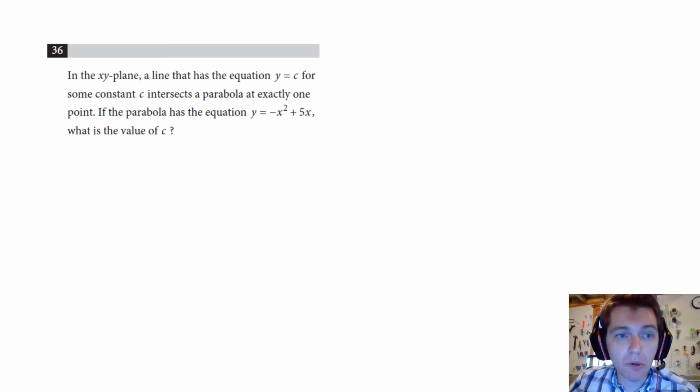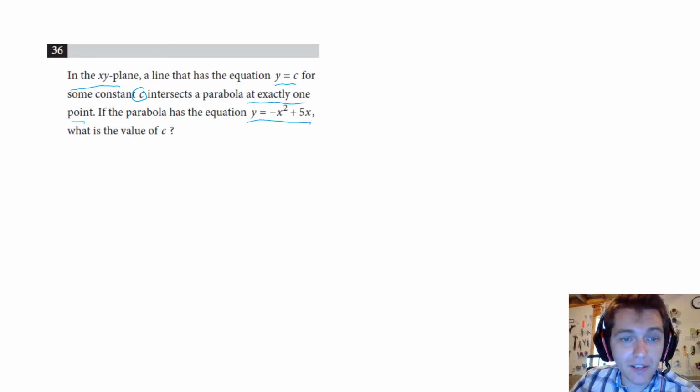Jumping into the actual problem, again, this is problem 36 from practice test 10, section 4. In the xy plane, a line has the equation y is equal to c for some constant c, and intersects a parabola at exactly one point. If the parabola has the equation y is equal to negative x squared plus 5x, what is the value of c?